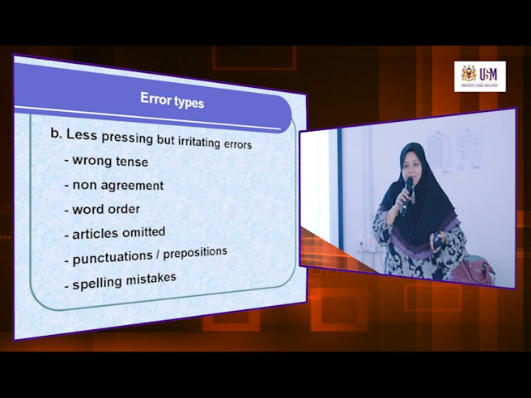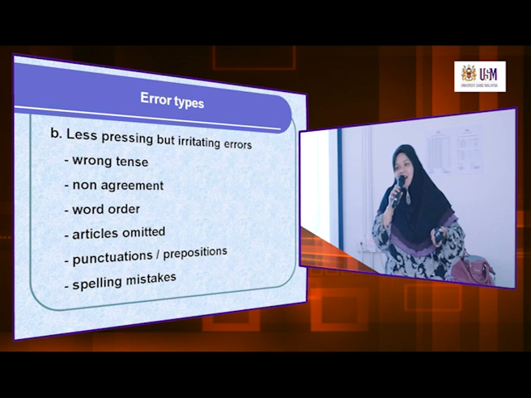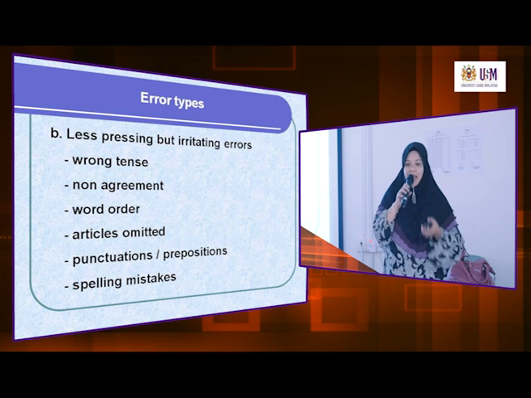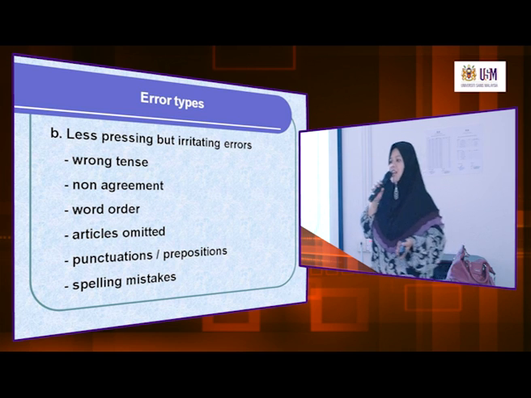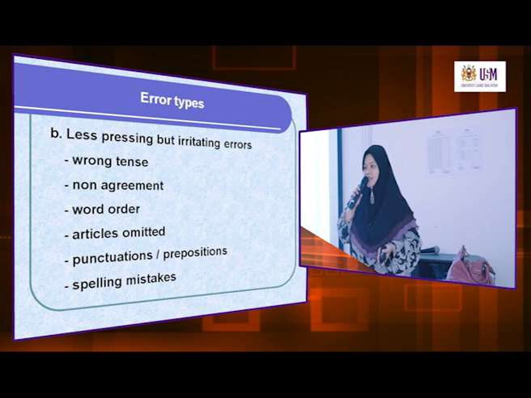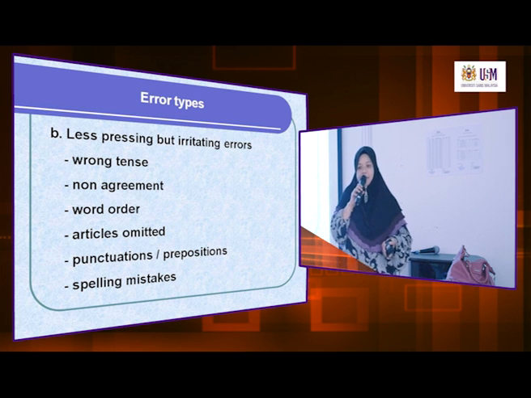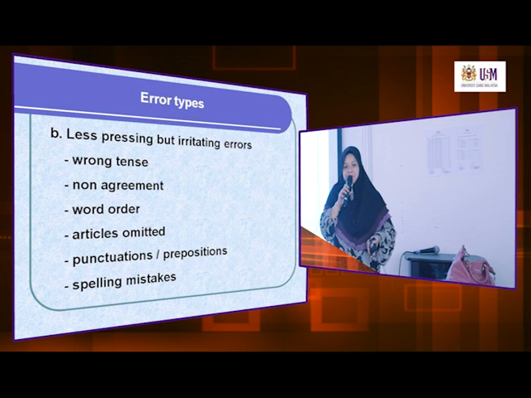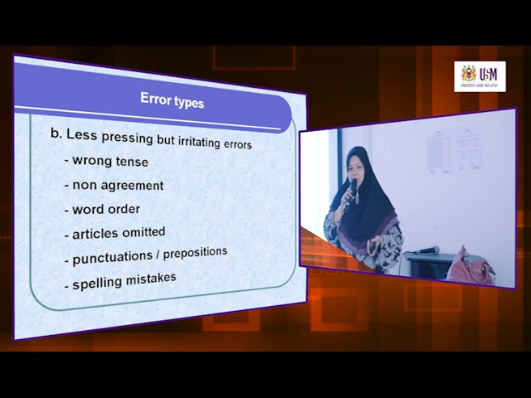Articles omitted. SMS language. Articles, all the the's are not there. Instead of, there is a book on the tree, it becomes book on tree. There is a book on the tree, but all the articles are gone. So it becomes book on tree. The and a are not there.